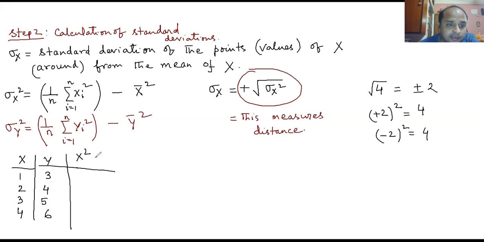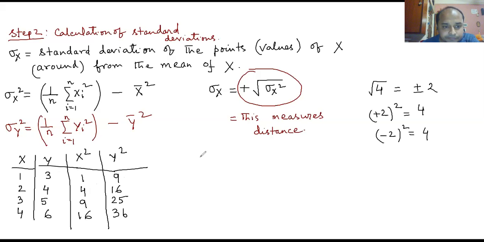We have a term like y squared, so I have to introduce a column for y squared. So I'm taking the squares of these terms. 1 square becomes 1, 2 square becomes 4, 3 square becomes 9, 4 square becomes 16. And for summation y square, I'm taking the square of these quantities: 3 square becomes 9, 4 square becomes 16, 5 square becomes 25, 6 square becomes 36.